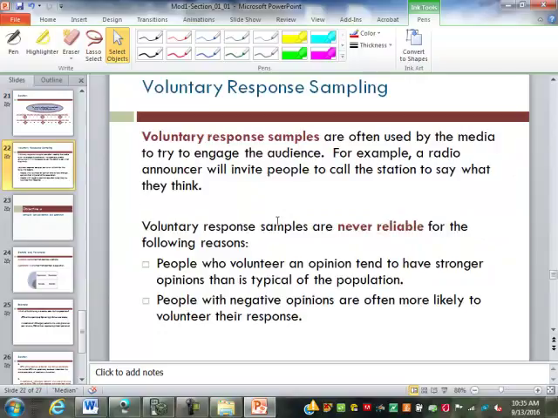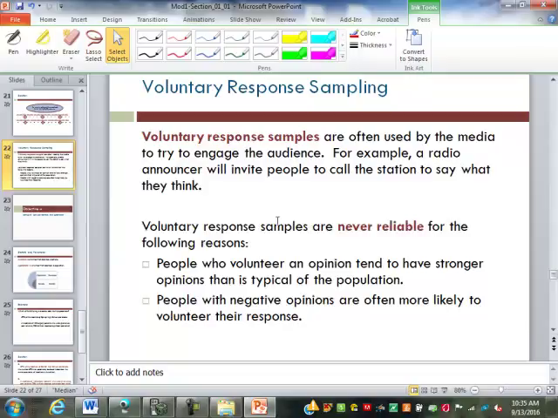Voluntary response samples. Unfortunately, this is all too common because we have the right to say no. On voluntary response, most of your phone surveys, if you get a phone call, I know a lot of people hang up on them. I'm guilty of doing it myself. So obviously they're not going to get any data from me. No matter how carefully they selected me to be part of that sample, I'm just not going to do it. So that's a voluntary response.